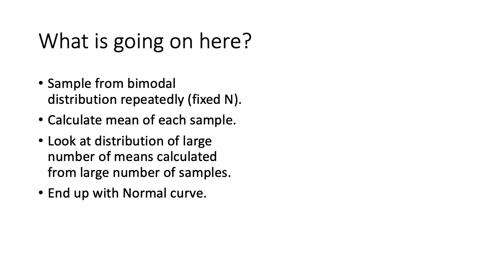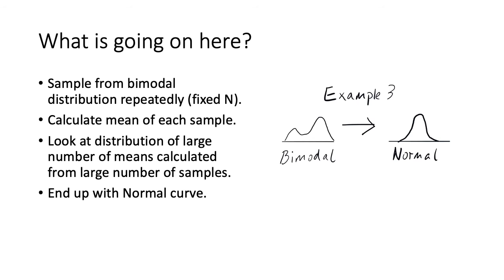So just to reiterate what we've done, our theoretical distribution was a bimodal distribution. We sampled from that distribution repeatedly with a fixed n, where our capital N was equal to 100, calculated the mean of each sample, and then again we looked at the distribution of those means. So we repeatedly sampled of size 100, did that 10,000 times, and looked at the distribution of the means. So we started from something bimodal and ended up once again with a curve that looked like a normal curve.